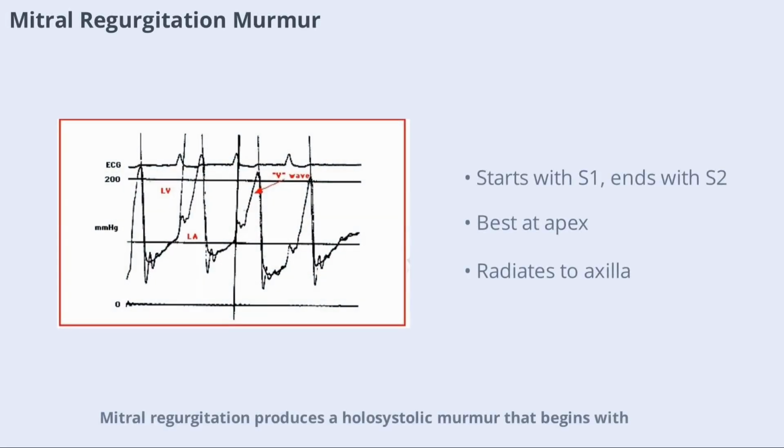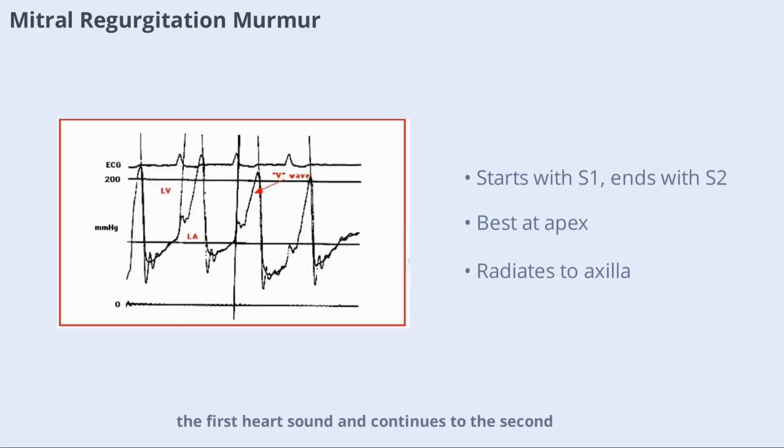Mitral regurgitation produces a holosystolic murmur that begins with the first heart sound and continues to the second. It is best heard at the apex and often radiates to the axilla or back. The murmur's intensity and radiation depend on the direction of the regurgitant jet.